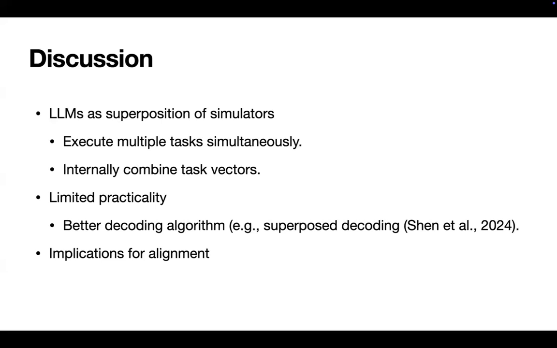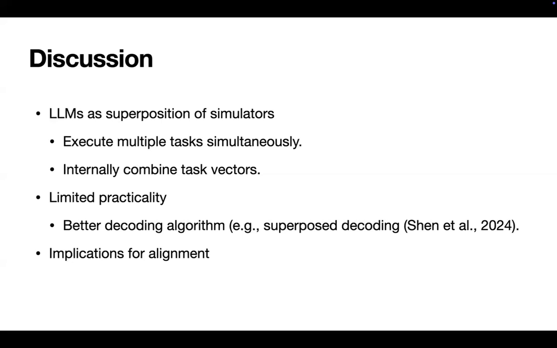So there's a recent decoding algorithm called Superposition Decoding. Basically, in their decoding algorithm, under one single pass of the model, we can use this decoding algorithm to give us multiple outputs. And so those kinds of decoding algorithms can more effectively use this superposition power of LLMs.